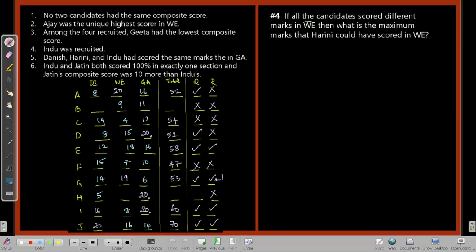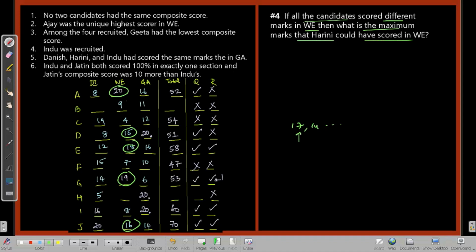Number 4, if all candidates score different marks in WE. So we have 20, we have 19, we have 18, we don't have 17, we have 16, we have 15, we don't have 14, and so obviously there will be a lot of these, 14 and so on and so forth. Then the question is, what is the maximum marks Harini could have scored in WE? The maximum mark Harini, then let's check for 14.